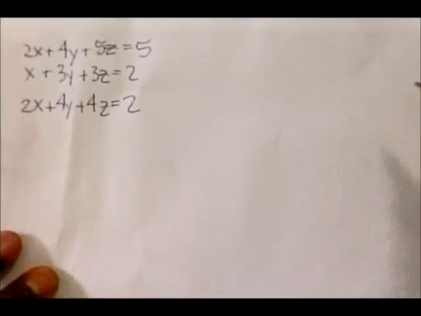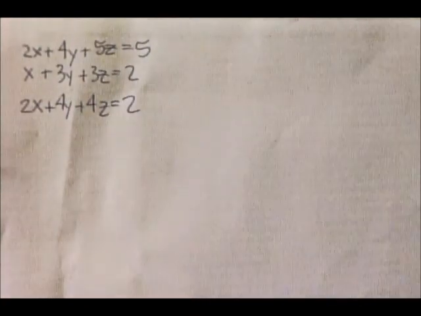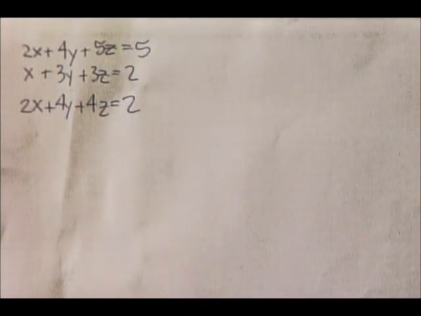A calculator can do it somewhat instantly, but today what I'd like to do is go through this process without a calculator. It takes somewhat of a long time. So we're just going to go through this process. 4y plus 5z is equal to 5. We've got x plus 3y plus 3z is equal to 2. And then we've got 2x plus 4y plus 4z is equal to 2.